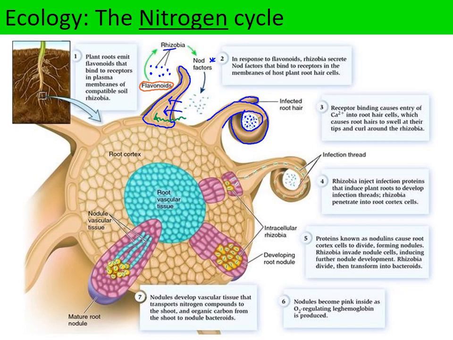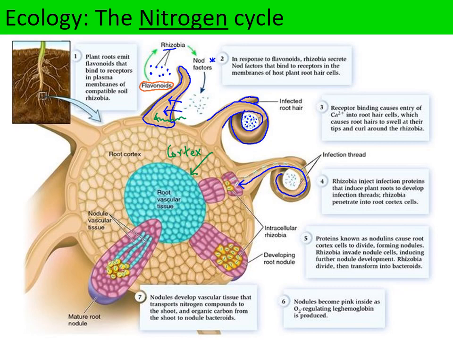Now, the rhizobia inject more proteins or different types of chemicals that cause the plant roots to develop what are called infection threads. So these infection threads go down the length of the root hair cell, and they extend into the cortex of the roots of the legume plant. Now, the rhizobia bacteria can move down these infection threads, and once they get into the cortex, they infect the cortex cells of the root of the plant. So we know the layer of cells from the epidermis on the outside through to the stele is called the cortex.